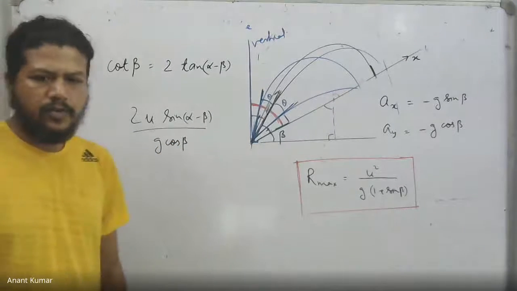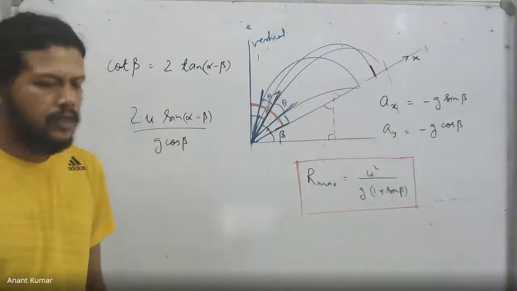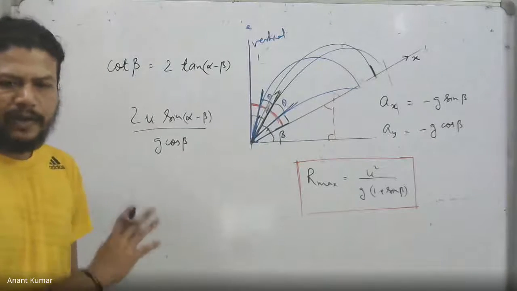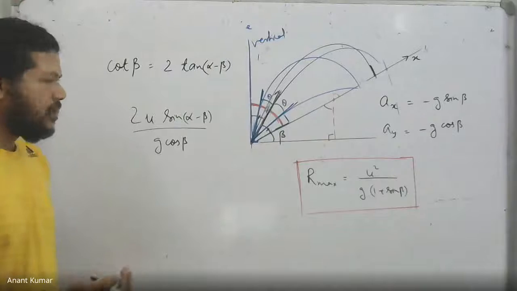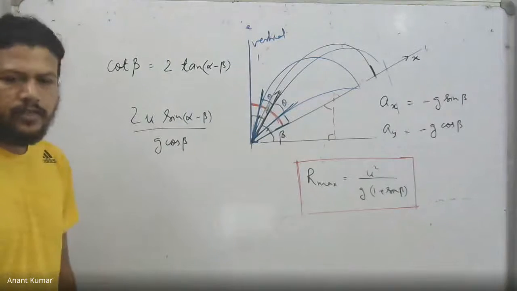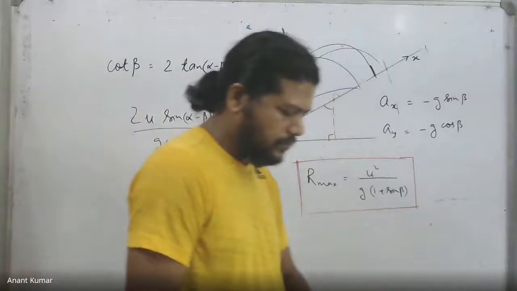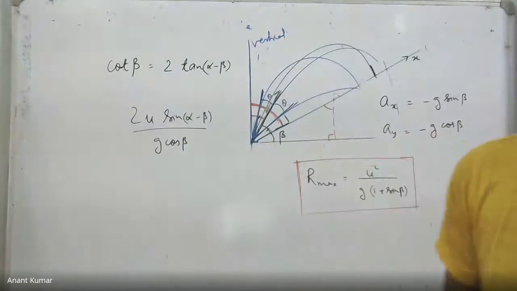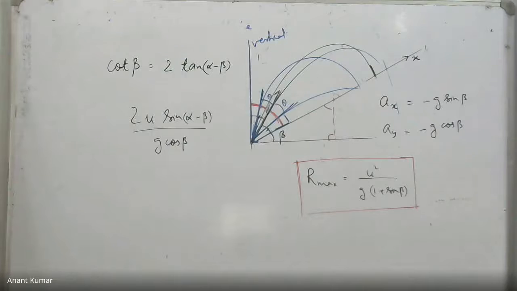As I said already, I need to change the angle alpha to alpha minus beta. This is the time of flight. So what I do is I make sure that at this particular instant, the x velocity should be 0. If you make the x velocity 0 at this particular instant, you get the required result. Done? Okay, fine.